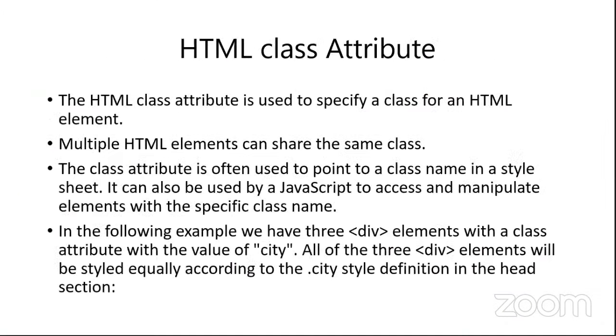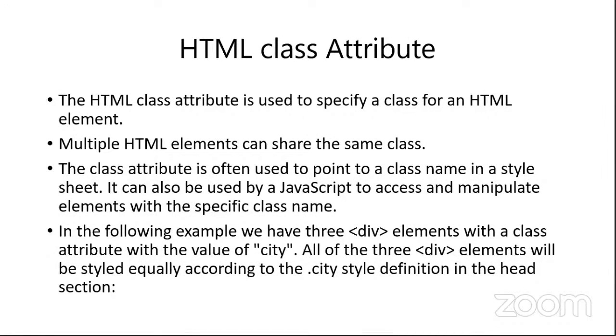Okay, now move to the HTML class attribute. So what is the use of the HTML class attribute? It is used to specify a class for an HTML element. Multiple HTML elements can share the same class. The class attribute is often used to point to a class name in a style sheet. It can be used by JavaScript to access and manipulate elements with the specific class name.